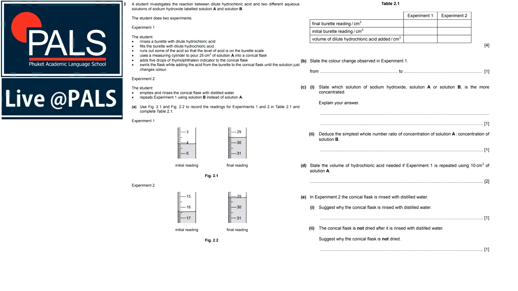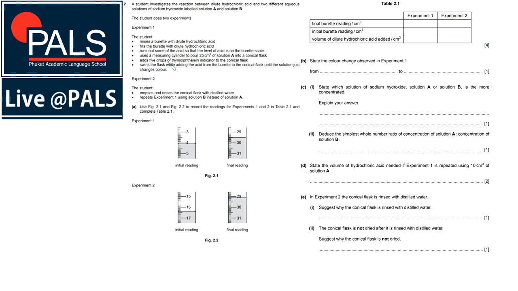So question 2, here we have to do some readings. The student investigates the reaction between dilute hydrochloric acid and two different aqueous solutions of sodium hydroxide labeled solutions A and B. Experiment 1, the student rinses a burette with dilute hydrochloric acid. Fills the burette with dilute hydrochloric acid. Runs out some of the acid so that the level of the acid is on the burette scale, and uses a measuring cylinder to pour 25 centimeter cube of solution A into a conical flask.